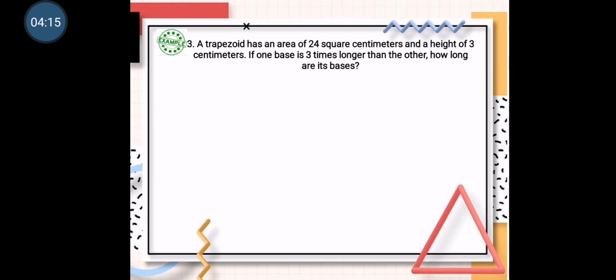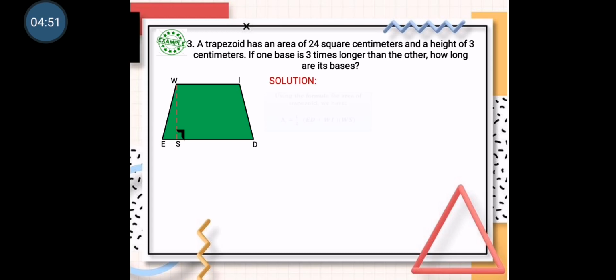Next, third example. A trapezoid has an area of 24 square centimeters and a height of 3 centimeters. If one base is 3 times longer than the other, how long are its bases? So, kapag ganito naman po, may missing. So, let us always represent the missing side as X. Or pwede rin naman tayong gumamit ng any letter from the alphabet, from A to Z. So, sa case na to, ang mga sides po ng ating trapezoid ay in-name ko as side A, side B, and C. So, ito kunwari yung trapezoid, yun yung height. So, it will be trapezoid WIDE.